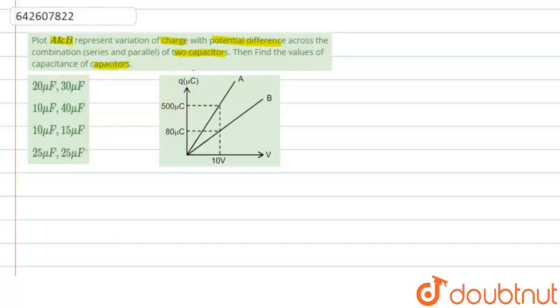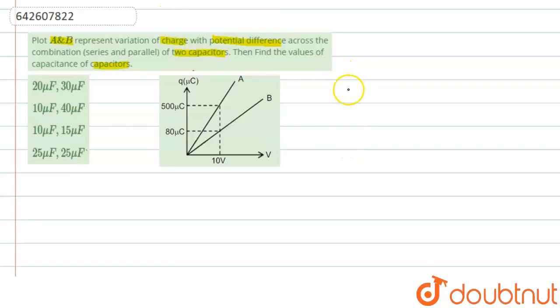Okay, so in this question the variation of charge and potential difference is given across the combination of capacitors having series combination and parallel combination. So we have to find out which one is for series and which one is for parallel, and also we have to find out what is the capacitance of the capacitors.